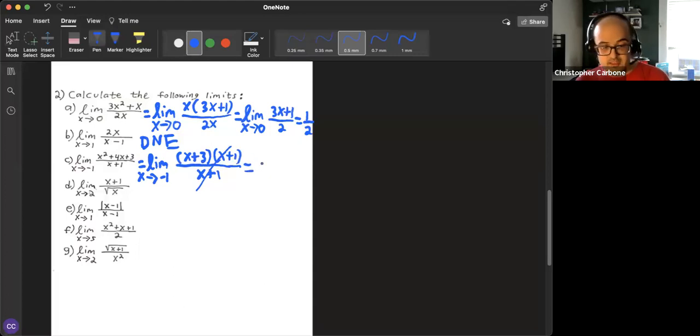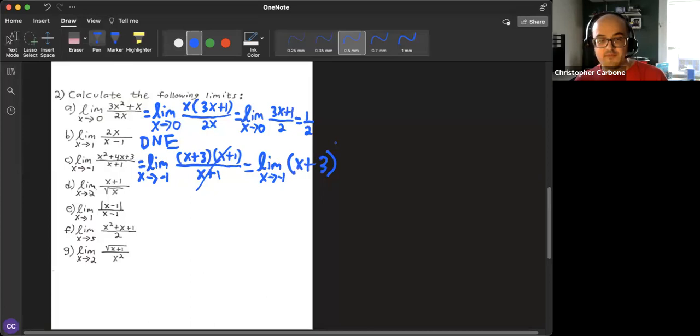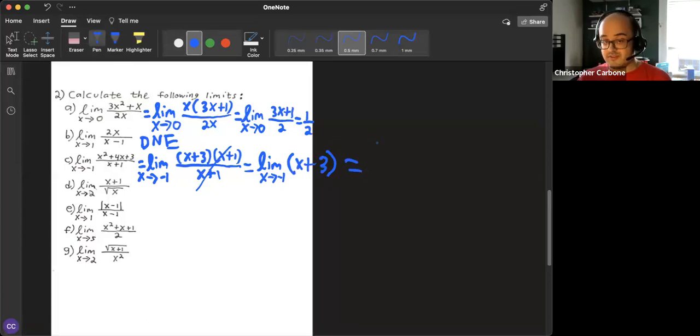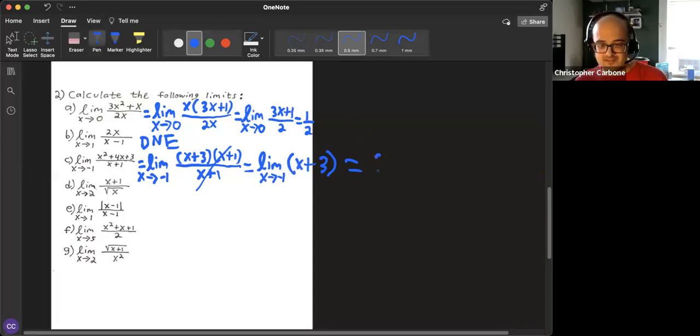Well, this changes our limit to be the limit as x approaches -1 of just x plus 3. So let me actually make that slightly more readable. It's a 3 there. There we go. The limit as x approaches -1 of x plus 3. So we could pop in that -1 now and get an actual number. In our case, that's going to be -1 plus 3. So this gives us a value of 2.